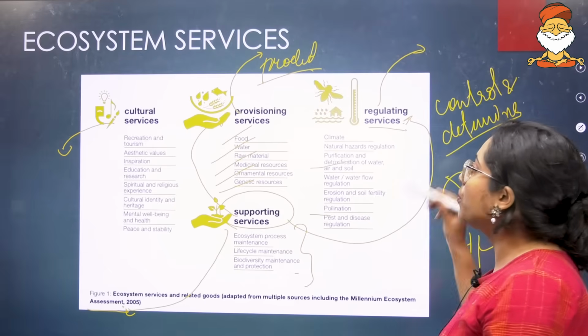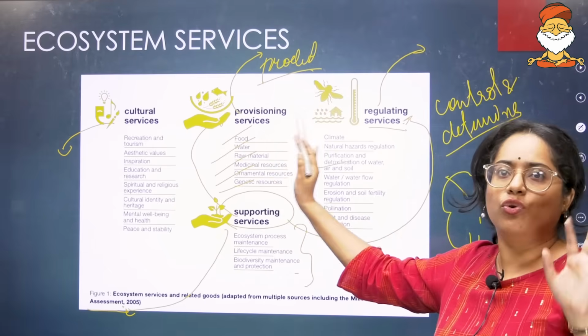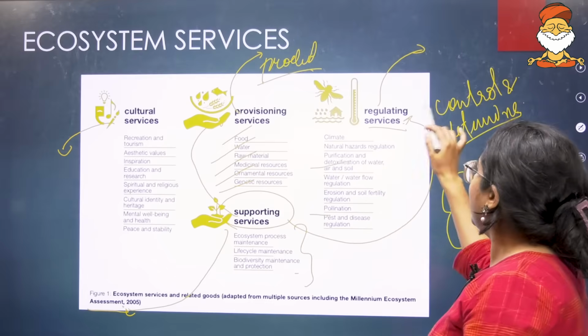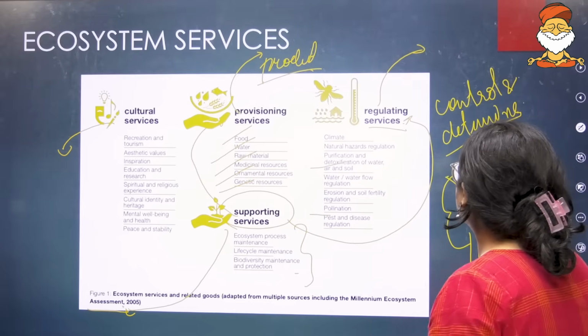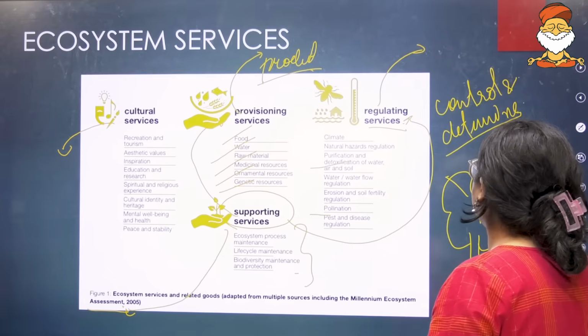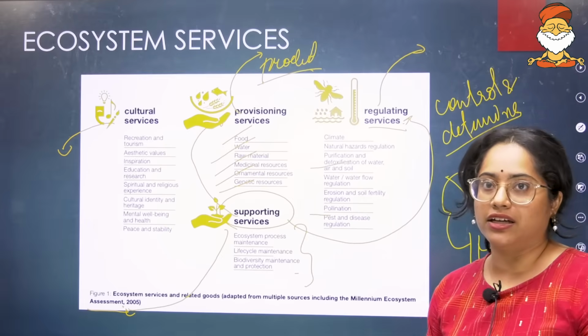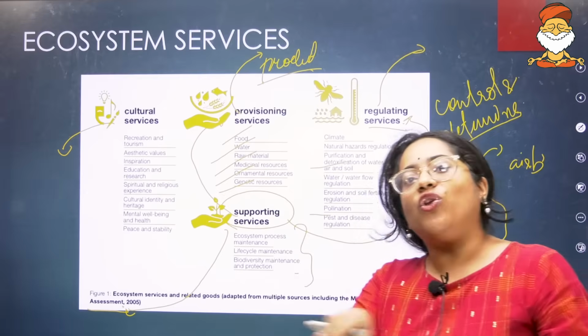Now from the tree, the provisioning service that you get is raw material, food, water. So that's clear. Then the regulating service that you get from the tree is obviously that the air balance is maintained, the purity is maintained, all that is a regulating service. How is all of this service possible?